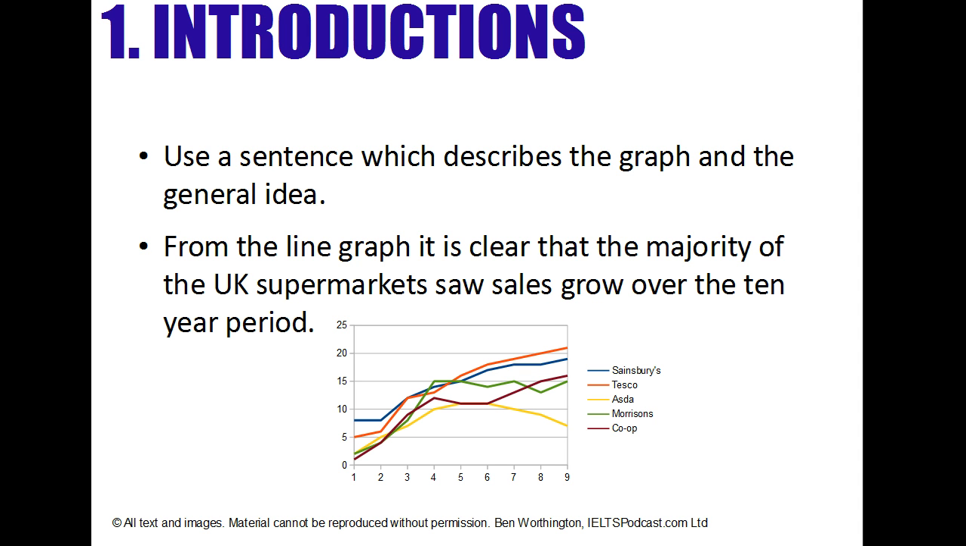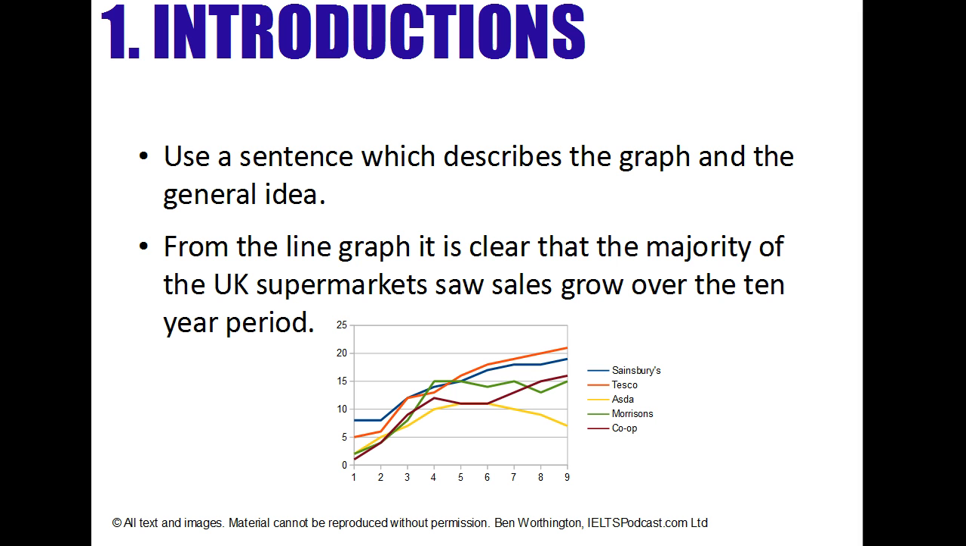Now that's one description, but what I recommend is that you do both, where you describe what the graph is and the general idea of what the graph is trying to communicate. So this is another introduction you could use. From the line graph, it is clear that the majority of the UK supermarkets saw sales grow over the 10-year period. And that's general, it's almost like the summary. But I've also described what the actual graph is showing. So just to summarize, describe what the graph is, what it's showing, and what it's trying to describe as well.